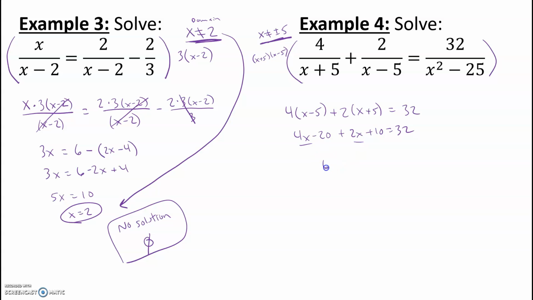And combine your like terms. We got 6x minus 10 equals 32. Add 10 to both sides. And divide by 6. Again, go back and check. x cannot equal 5 or negative 5, so we're good. All right, that is our answer.